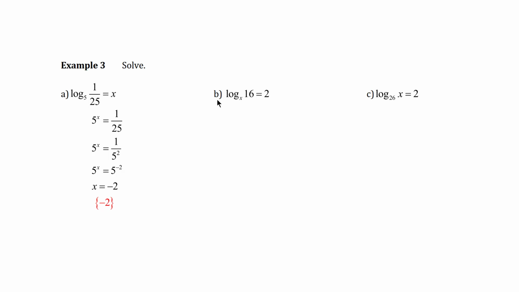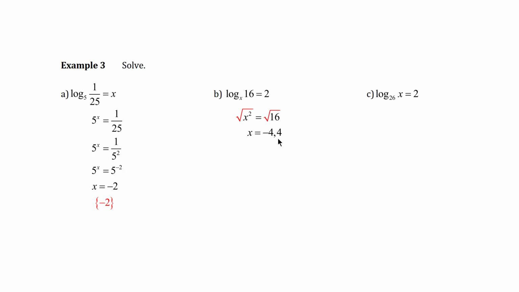Moving on to part B, we have log base x of 16 equals 2. Again, we start by rewriting this as an exponential equation. The base of the exponent is x, the exponent will be 2, and we set this equal to 16. We get x squared equals 16. Next, we need to solve for x by getting rid of the square. We just take the square root of both sides of the equation. After simplifying, we get x is equal to -4 and +4.